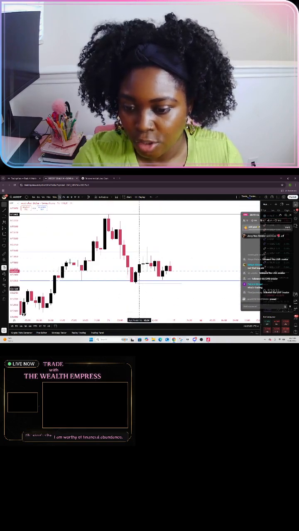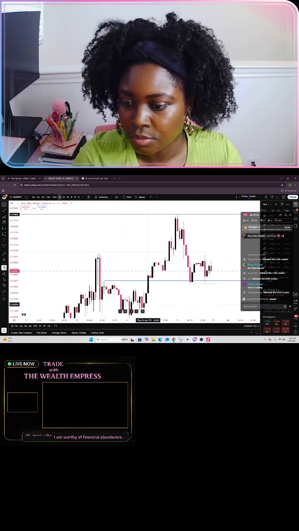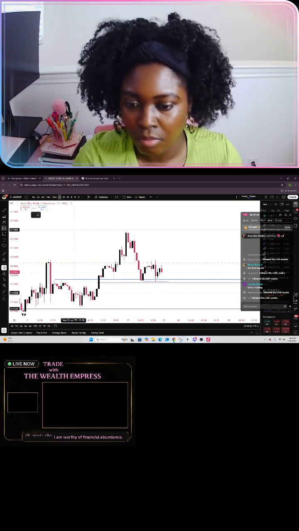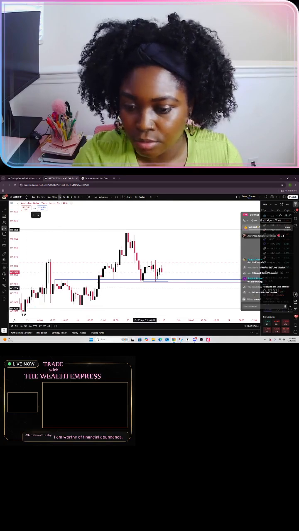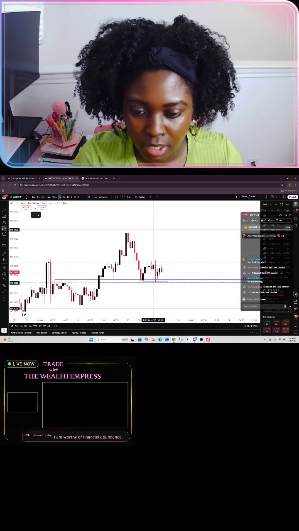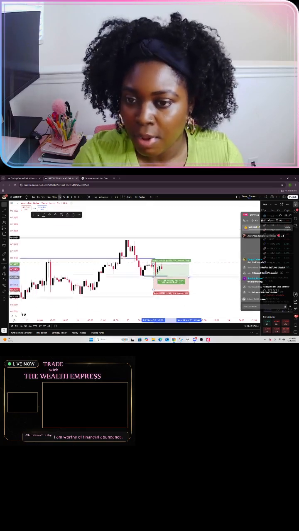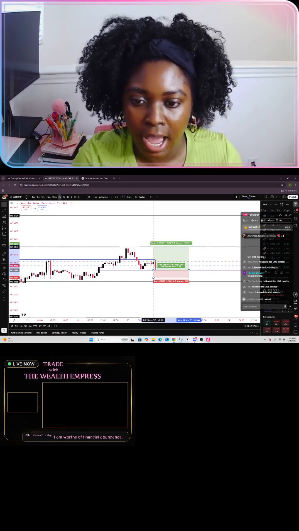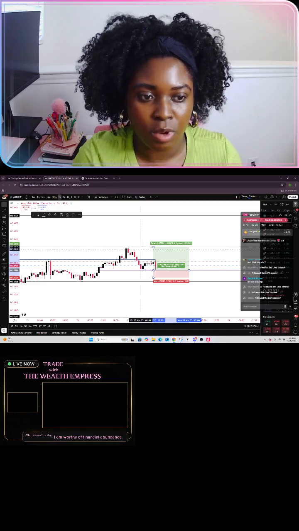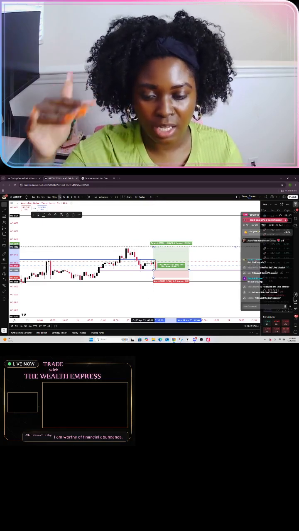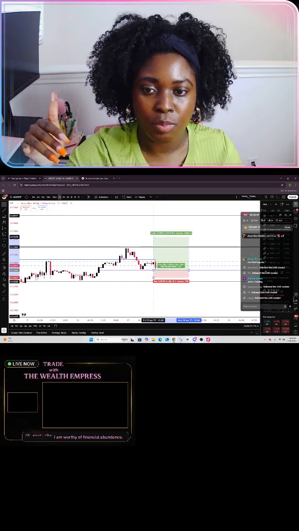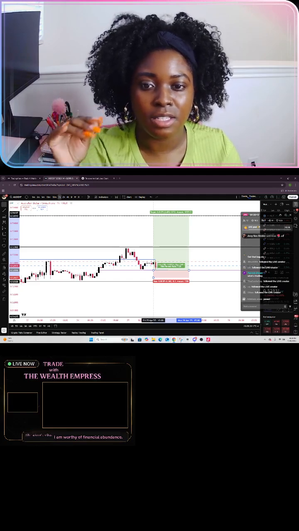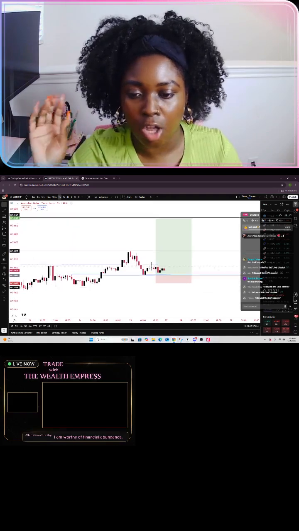All right. So my entry would be here. And I'm going to set my alert because I want to wait for this liquidity to be ran. My entry would be here. My TP1 is the weekly high. This is the weekly high. TP1, move your stop loss to entry, take partials. TP2, that weekly 50%.